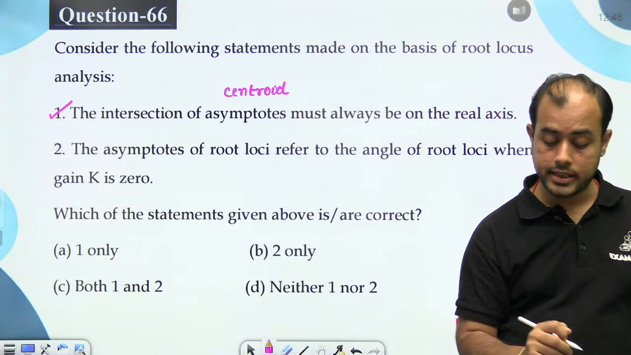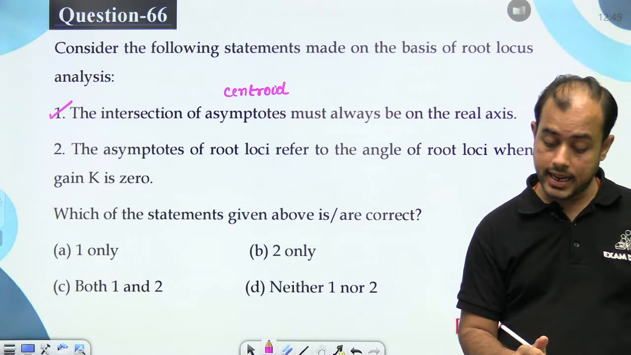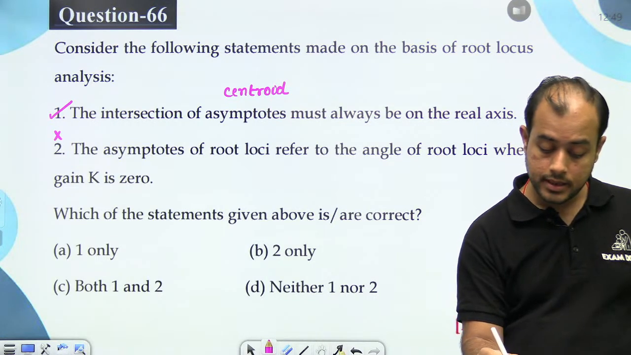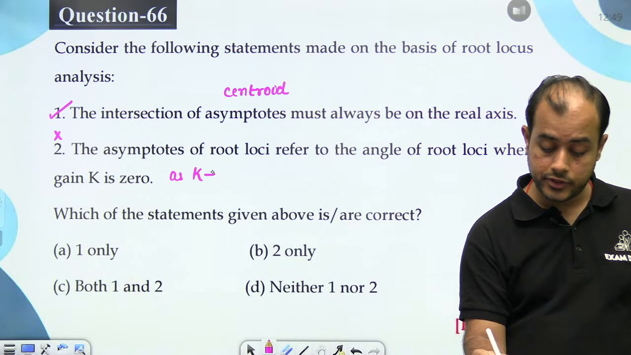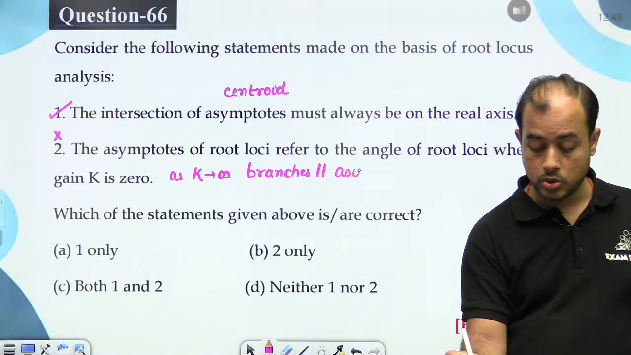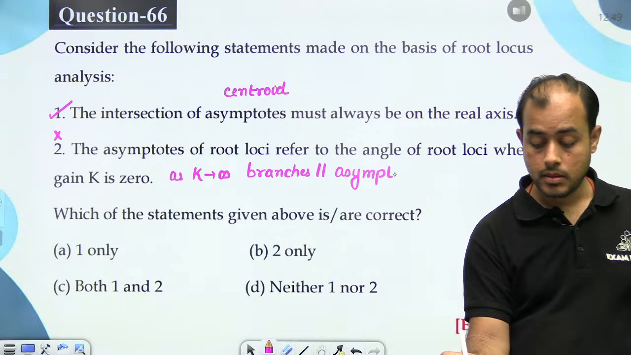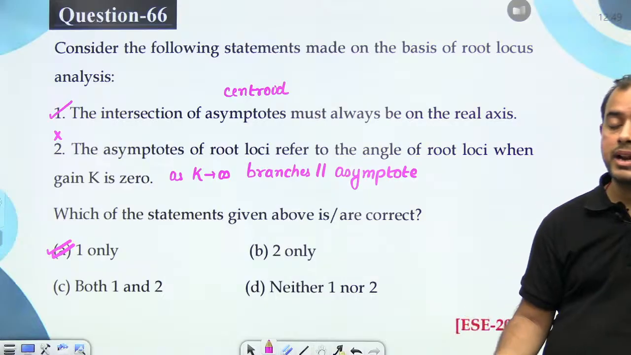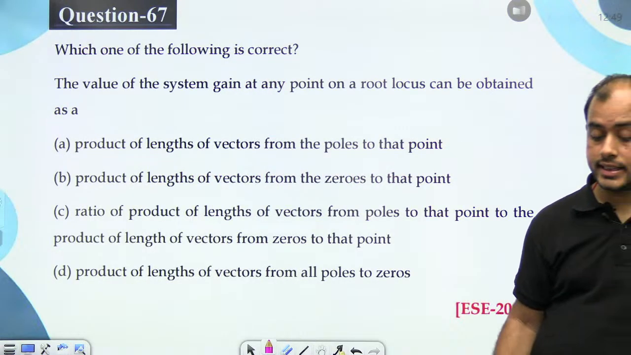Based on root locus, intersection of asymptote must always be on real axis, centroid. Centroid is always on real axis. Asymptote of root loci refer to the angle when k is 0, no. As k tends to infinity, branches become parallel to asymptote. So one only. Infinity पे branches asymptote के along जाती हैं.